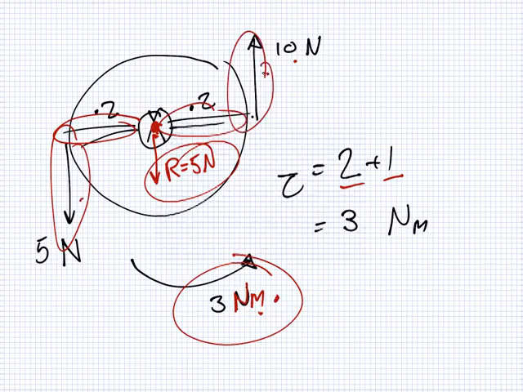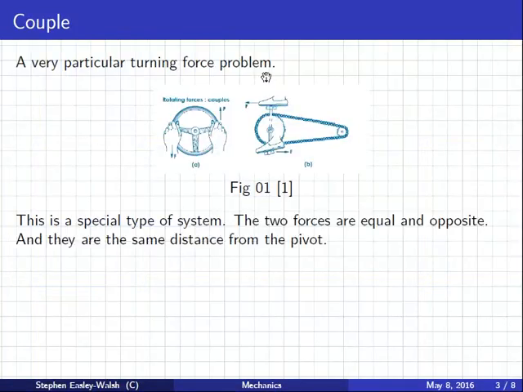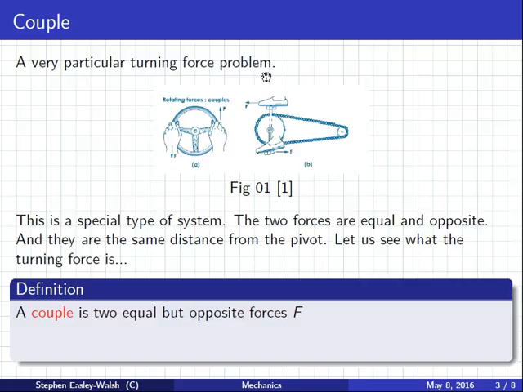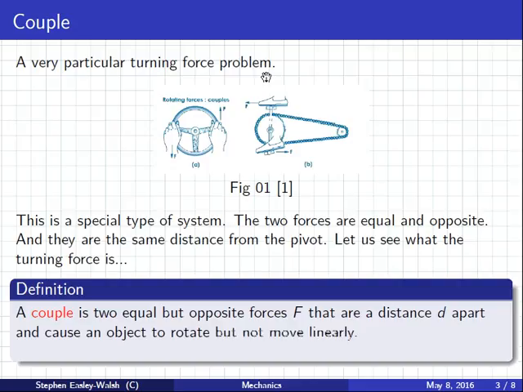Anyways, this type of system is a special one. It's called a couple, and a couple is defined as 2 equal but opposite forces F that are a distance d apart and cause an object to rotate but not to move linearly, just to rotate. The total turning force is Fd, as we proved previously. So you might want to write this definition down, please.